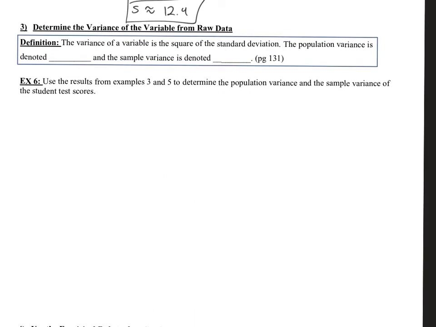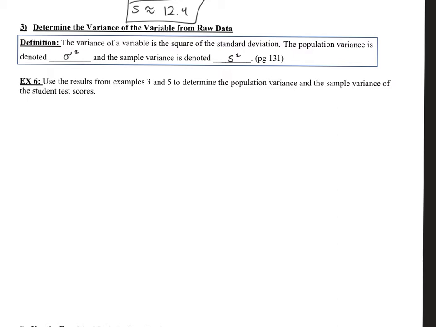Now let's take a look at determining the variance of the variable from raw data. By definition, the variance of the variable is the square of the standard deviation. The population variance is denoted with sigma squared, and the sample variance is denoted with s squared. So that's pretty nice. If you want to find the variance, just square the deviation. Or if you want to find the deviation from the variance, you just take the square root.